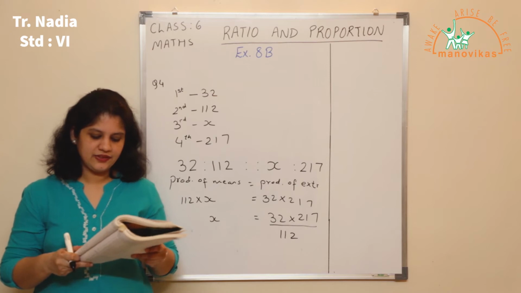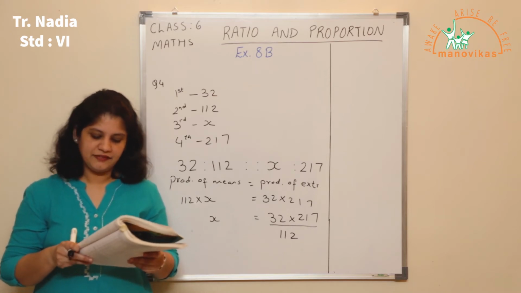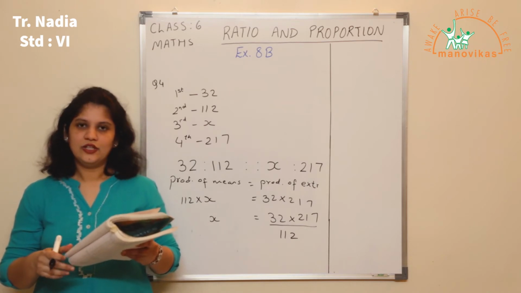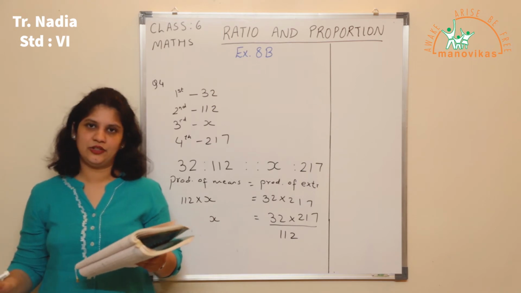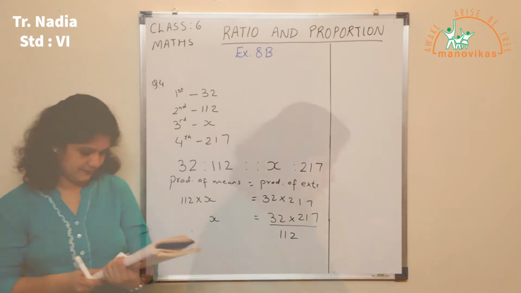Similarly, question 5. In a proportion, the first, third and fourth terms are 51, 81 and 108. Find the second term. So second term keep as x. The first term, third term, fourth term is given to you all. Use the same formula and find the value of x.